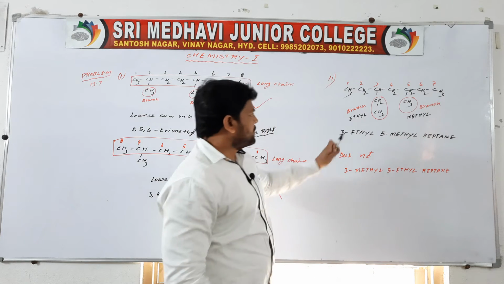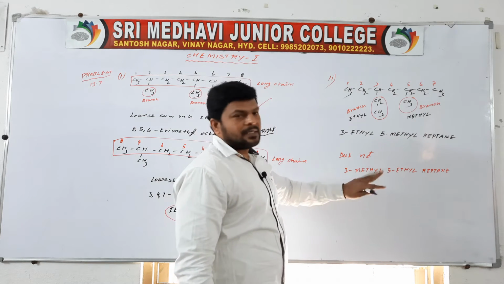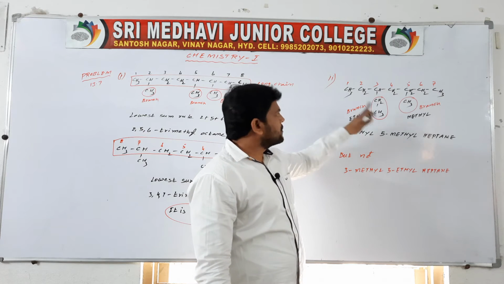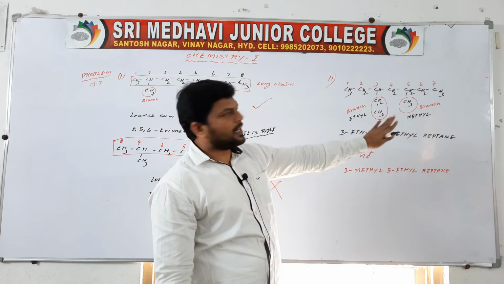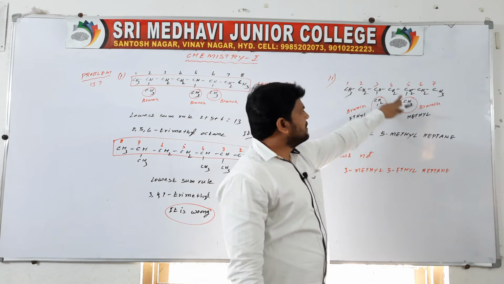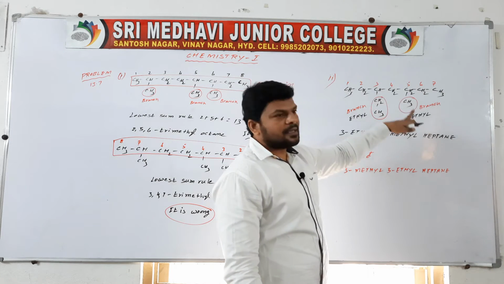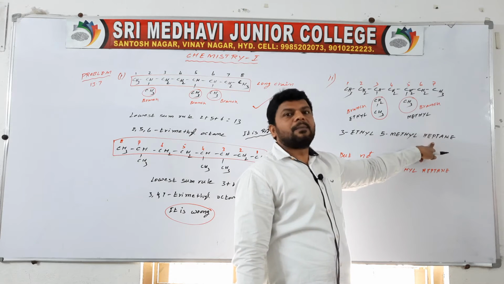Okay, so this name is wrong. Why? Because ethyl comes first in alphabetical order, so we have to give numbering from left to right. Then 3 ethyl, 5 methyl, and how many carbons in the chain? 7. 7 means the root word is heptane.